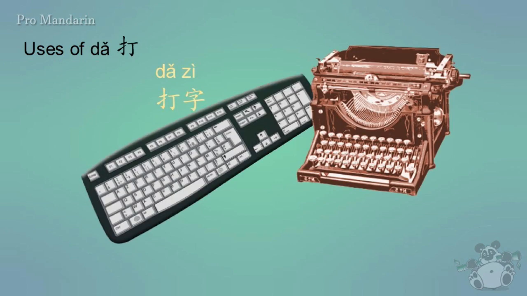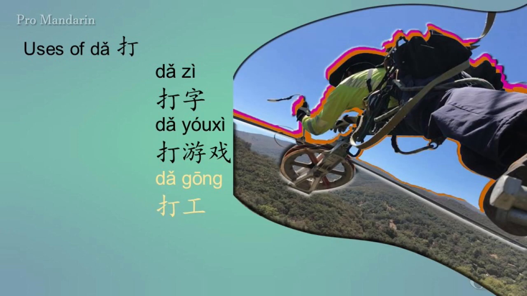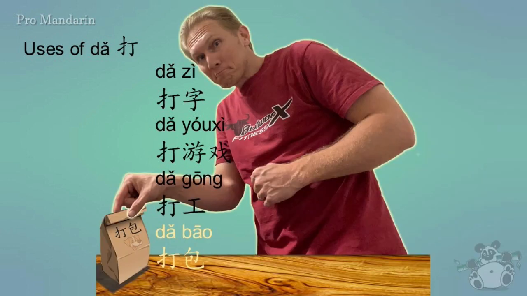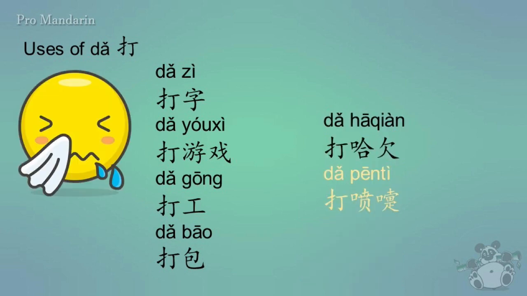打字, which means to type, and then we have 打游戏, which is to play games or video games, either one. And then we have 打工, which means to go work for someone, which typically is referring to physical labor like construction or something like that. And then we have 打包, which is to get a take-home bag or a to-go bag or a doggy bag. And then we have 打哈欠, which is to yawn, which hopefully you don't do too many times when we get to that point of the lesson. And then we have 打喷嚏, which means to sneeze.